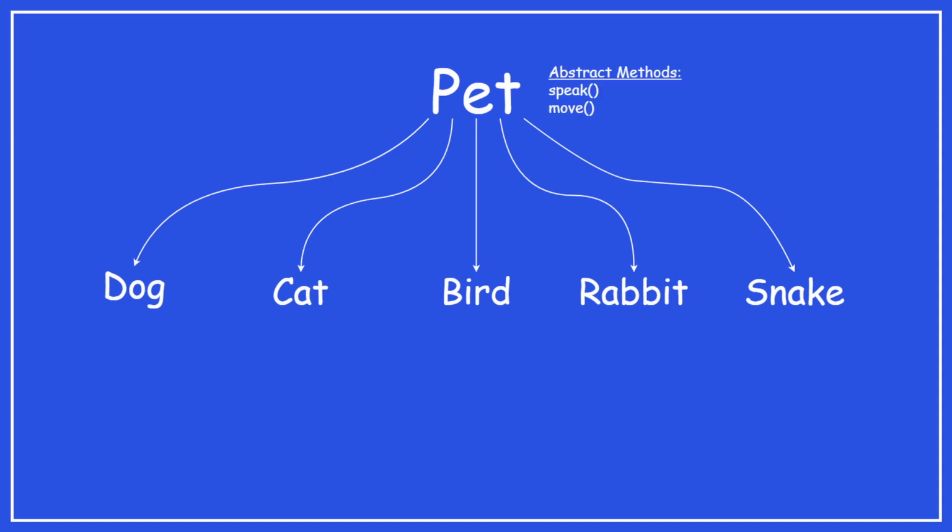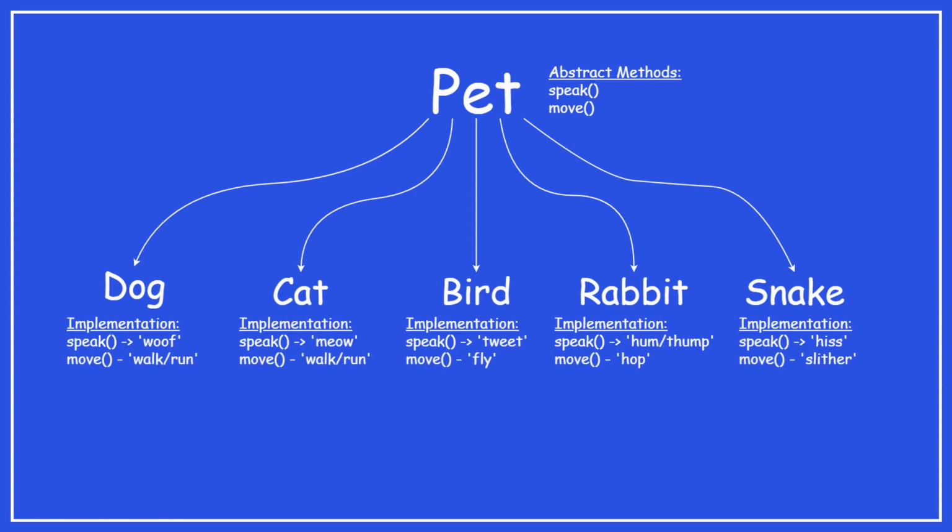So for a pet parent class that's abstract, we can define two abstract methods, speak and move, because all pets have a way of communicating and all pets have a way of moving. Then when we define the subclasses of pets, whether it's for dogs, cats, birds, rabbits and snakes, and whatever else, we have to provide an implementation for those abstract methods in each of these subclasses that will define specifically what each of those pet subclasses will do for those two methods.